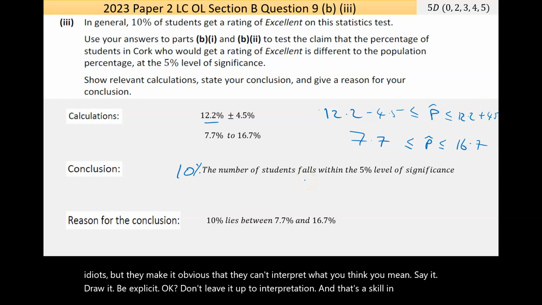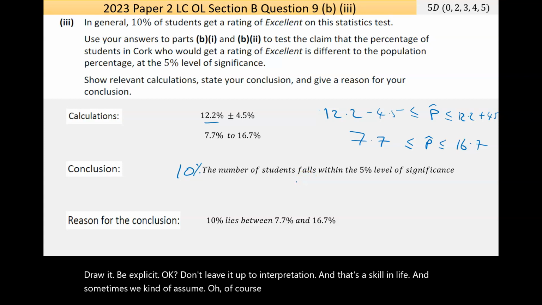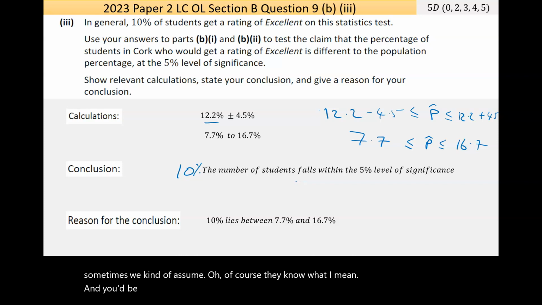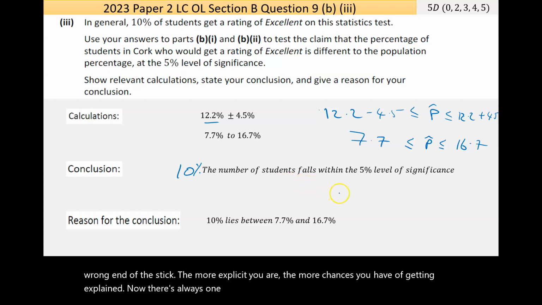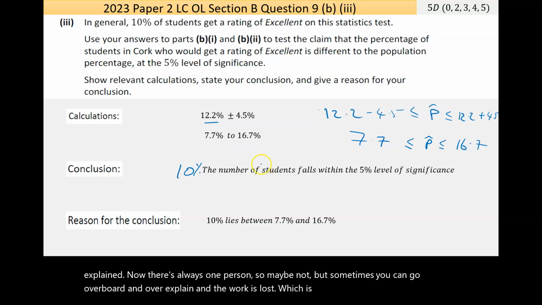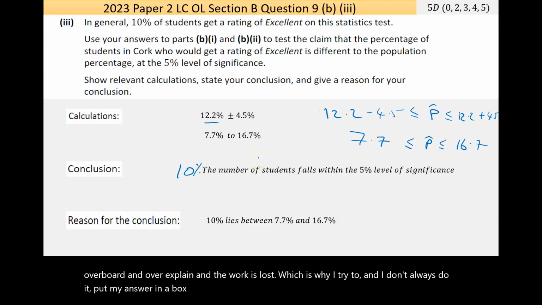And sometimes we assume, oh, of course they know what I mean. And you'll be surprised. If you have 10 people in front of you, one person's going to take the wrong end of the stick. The more explicit you are, the more chances you have of getting it explained to them. Now, there's always one person, so maybe not. But sometimes you can go overboard and over explain, and the work is lost. Which is why I try to, and I don't always do it, put my answer in a box, make it a logical progression of thought. Start on the left, work down, move over, work down.